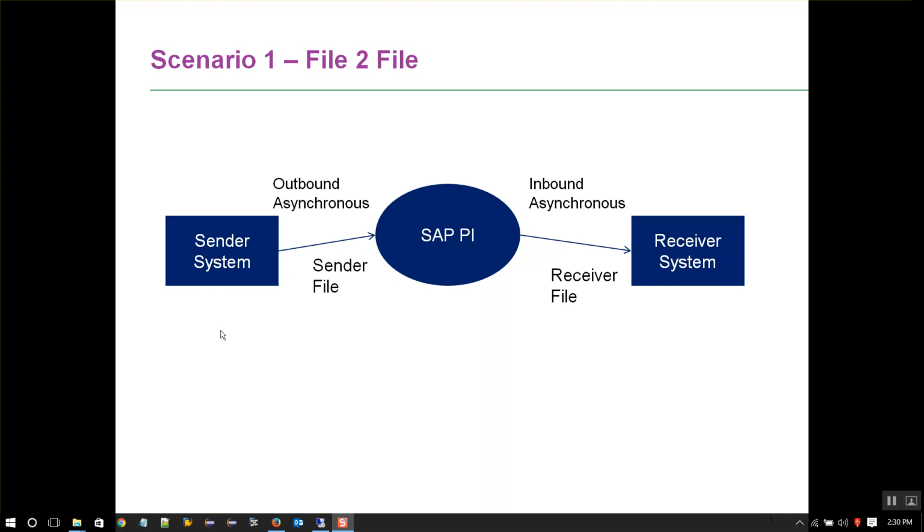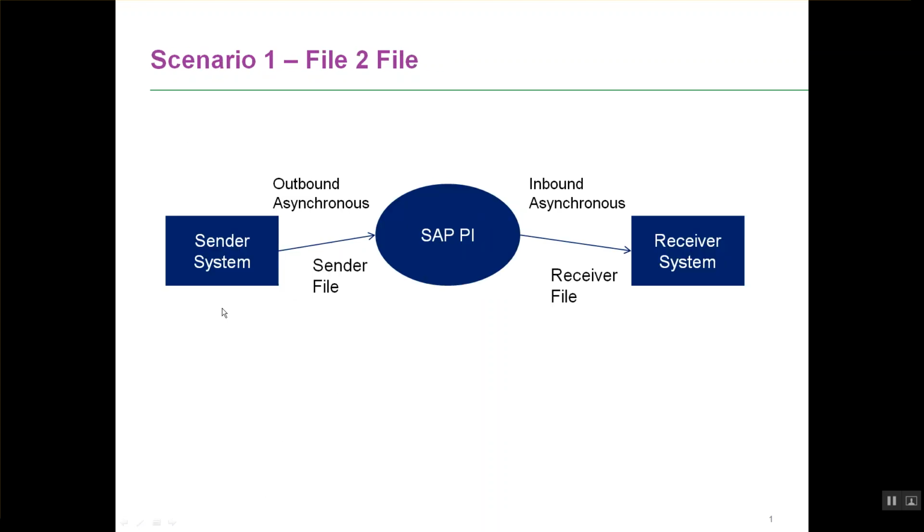So the first interface that we are looking at, the sending system is going to send the file to PI. It is not going to expect any response, and hence this is what we call an asynchronous interface.